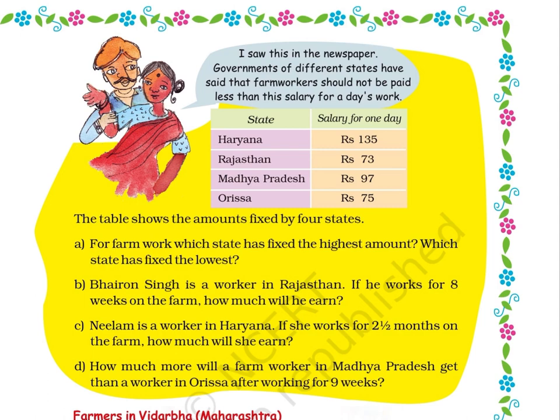The table shows the amounts fixed by 4 states. A. For farm work, which state has fixed the highest amount? Which state has fixed the lowest? B. Bhairon Singh is a worker in Rajasthan. If he works for 8 weeks on the farm, how much will he earn?